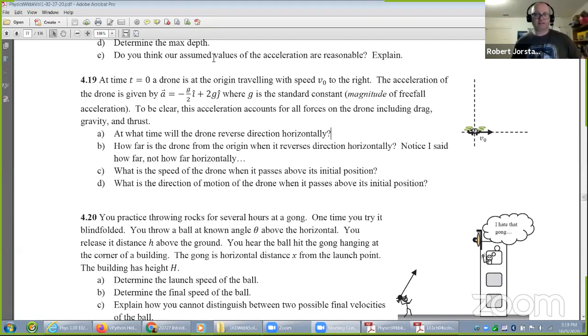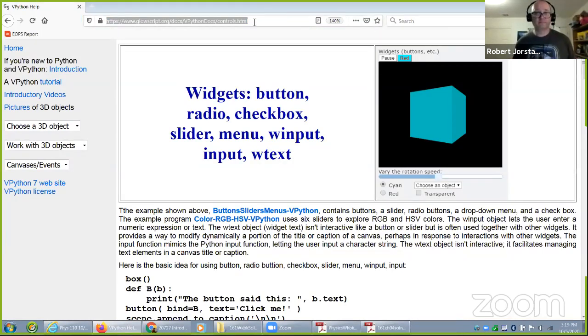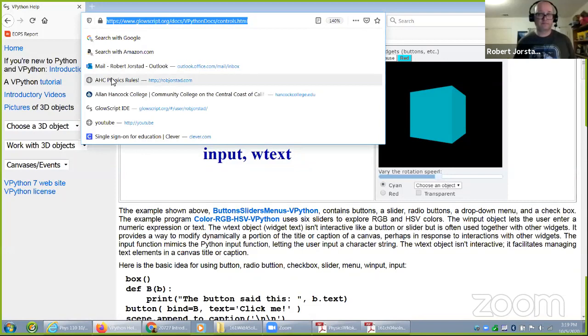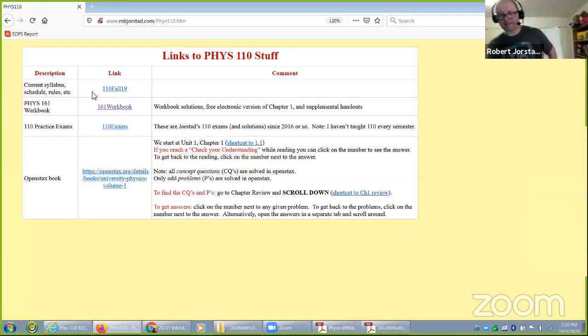Let me see if I can show you another spot here. Let me see. I'm going to go to here. And then let me move this just a second. So I go to robjorsted.com, physics 110. Yeah, aerodynamic taco factor. One of the problems has an extremely aerodynamic taco. So there's no air resistance on that taco. I think I wrote that one with that space thing was falling back to Earth, and Taco Bell was going to give away $1 million of tacos if it hit it or something.